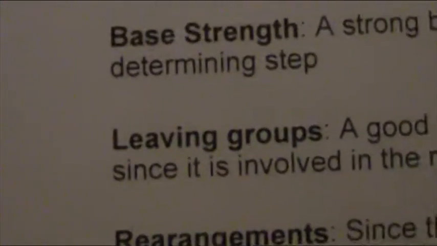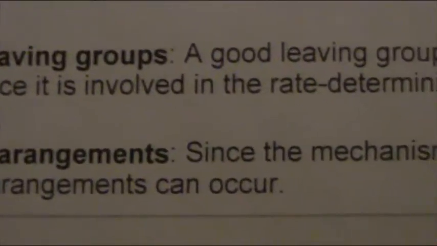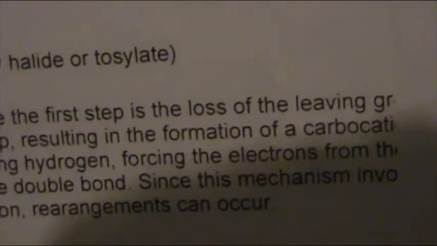Now we talk about base strength. A strong base is not required, since it is not involved in the rate-determining step. A good leaving group is required, such as a halide, since it is involved in the rate-determining step. The leaving group is involved because when it leaves, the carbocation is formed. Since the mechanism goes through carbocations, rearrangement can occur. So this is what we have.